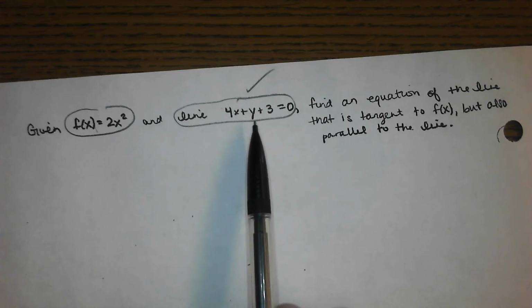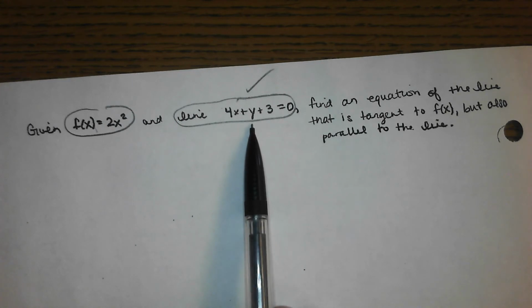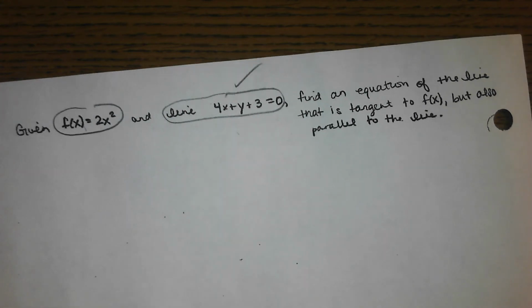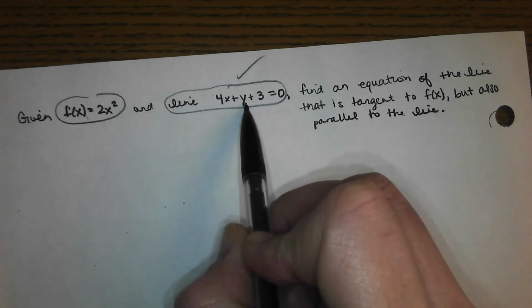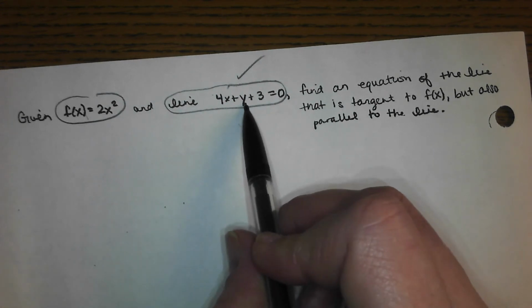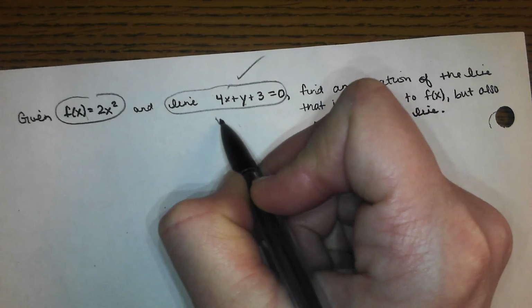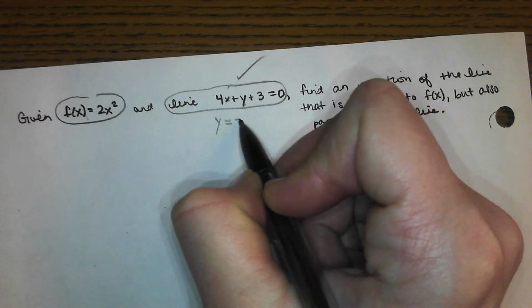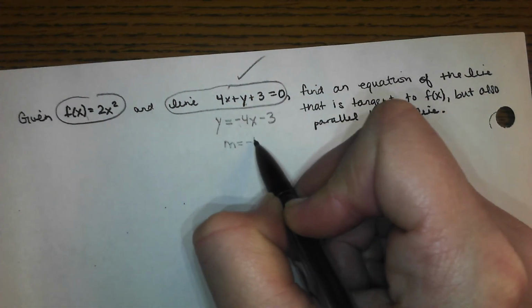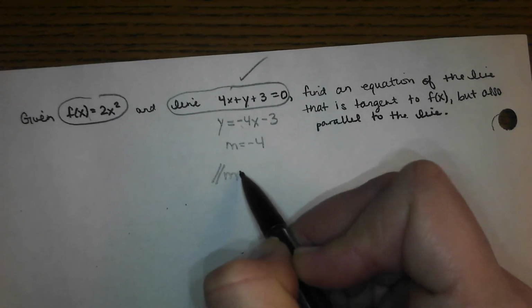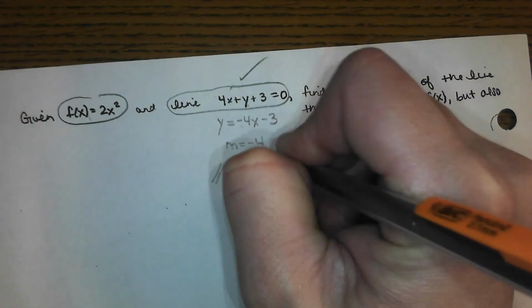If we need to be parallel to this line, what does that tell us about our line? What should we find out about our line first? If we want to be parallel to this line, what do our line and that line have to have in common? Krista? Slope. So what is this one's slope? -4. It's a little too early to tell. You got to get y all by itself. So you'd subtract your 4x over and subtract your 3 over. So that line has a slope of -4. So our line, which has to be parallel to that one, also has to have a slope of -4.